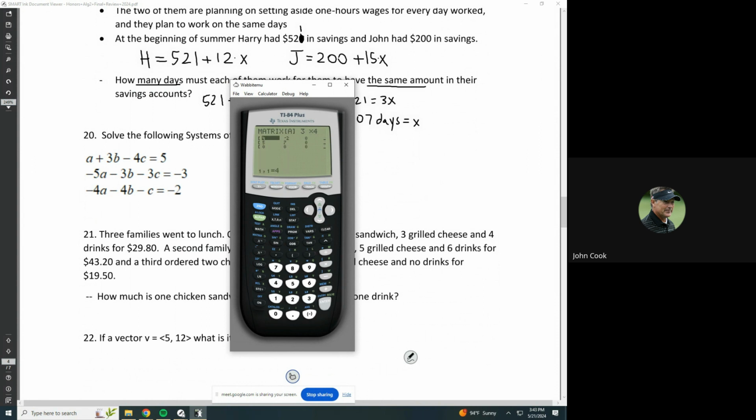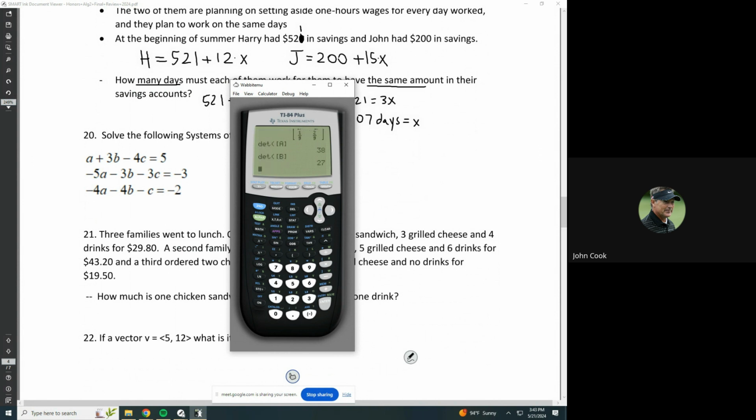So, you start typing in the coefficients, 1A, 3B, negative 4C, and then the constant value, which is 5, and then negative 5A, negative 3B, negative 3C, and negative 3 for the constant, negative 4 for A, negative 4 for B, and then negative 1 for C, and that's going to be equal to negative 2.